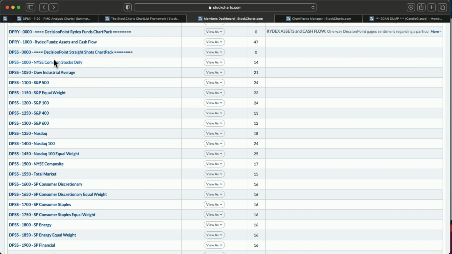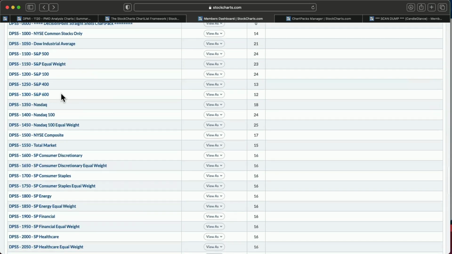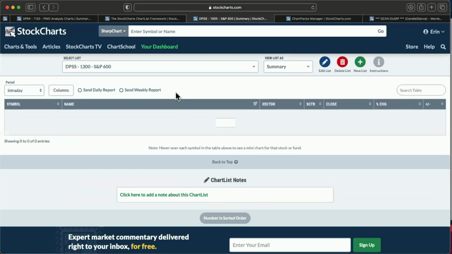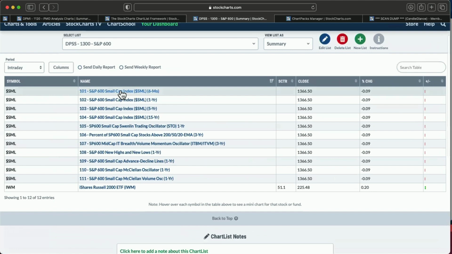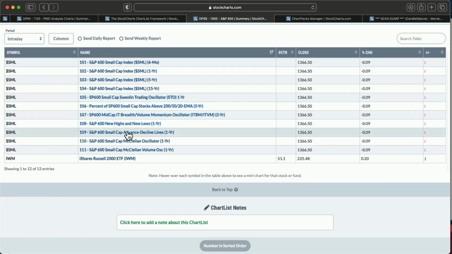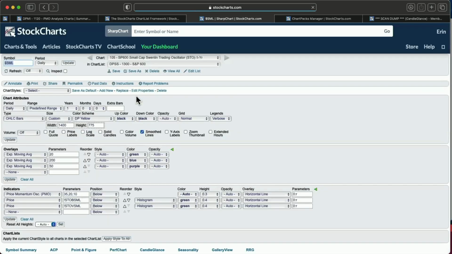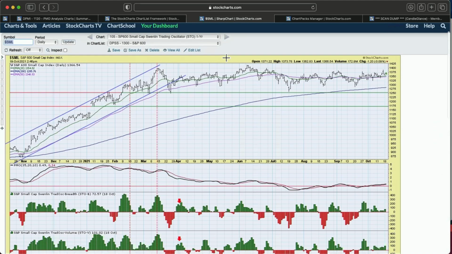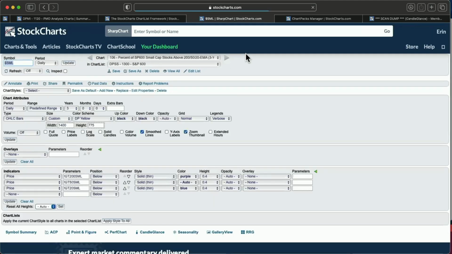Straight shots chart pack. So again, now we can go in and say, you know what, I want to know more about a particular sector or an index. So for purposes here, let's look at the S&P 600 chart pack, the straight shots chart pack. So we start with the index, and then we want to look at all of the different indicators that we have available at DecisionPoint for the S&P 600. And again, it's just wonderful because you can click in, and once you're in there, you can just click through and look at these indicators in that chart list.